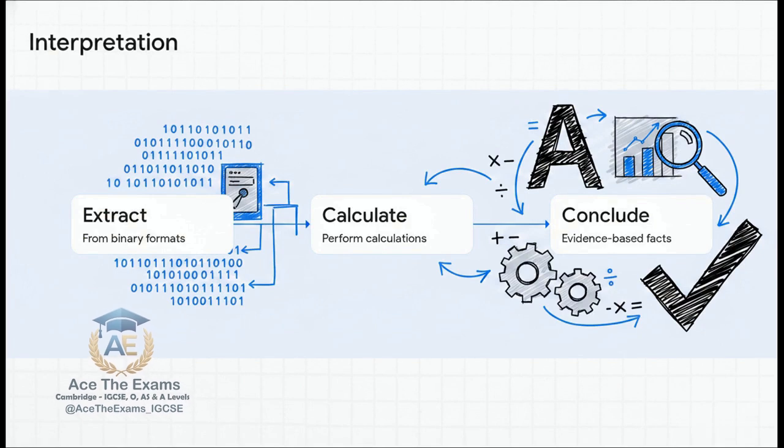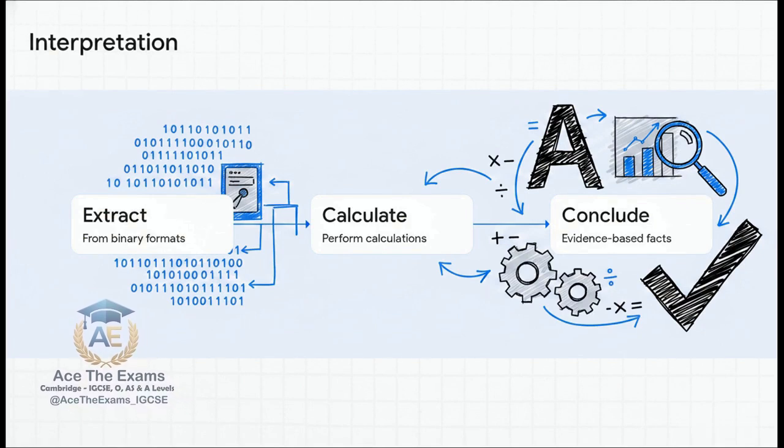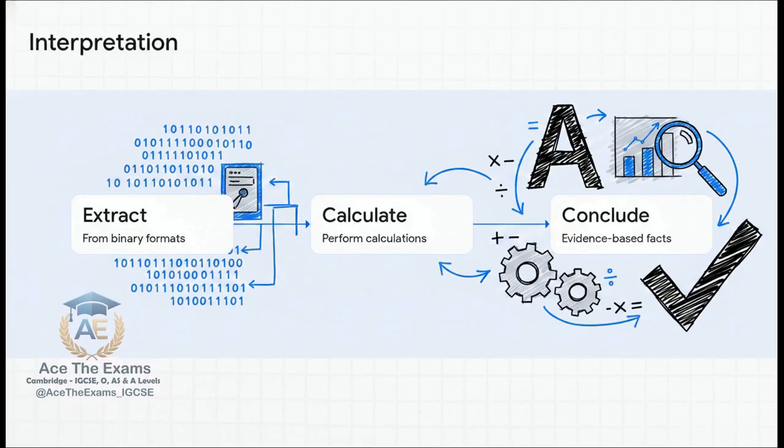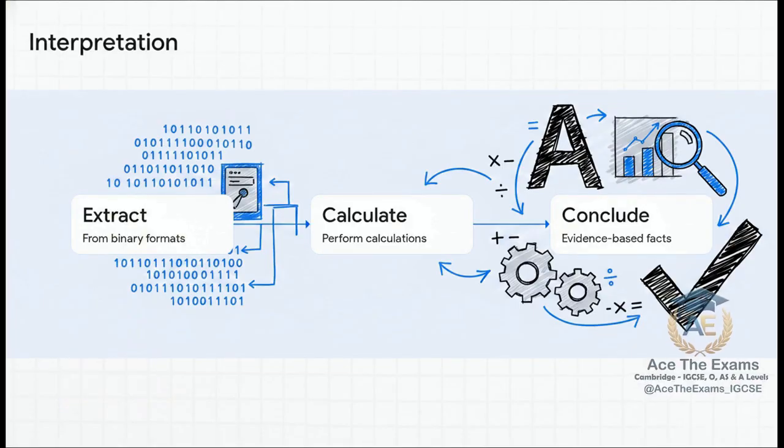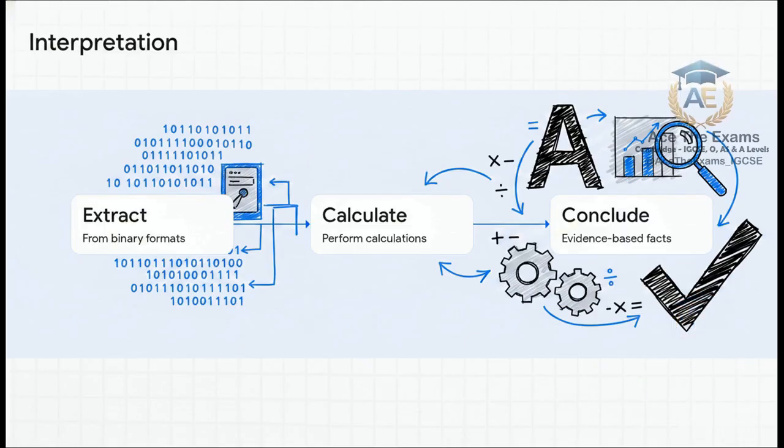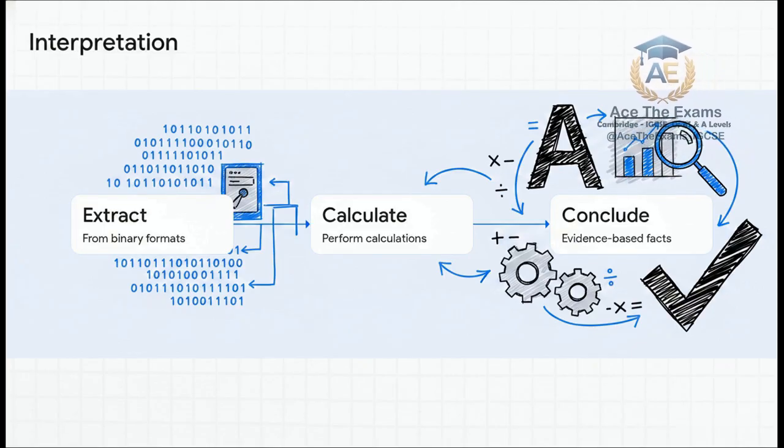First, you extract the data from whatever binary representations they give you. Second, you perform the necessary accumulator calculations. And third, and guys, this is the one people always forget. You have to draw evidence-based conclusions. Seriously, don't just leave a floating number on the page. You have to explain what that number actually means based on the hard evidence you just calculated.